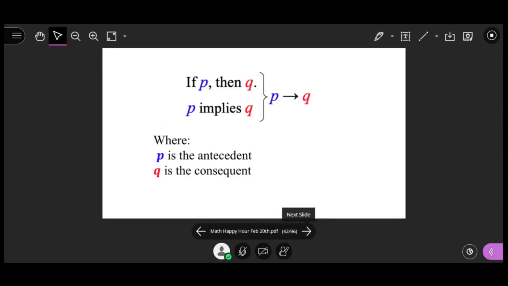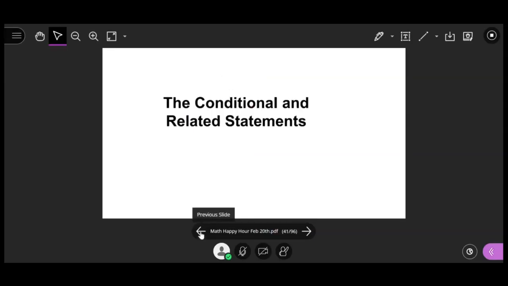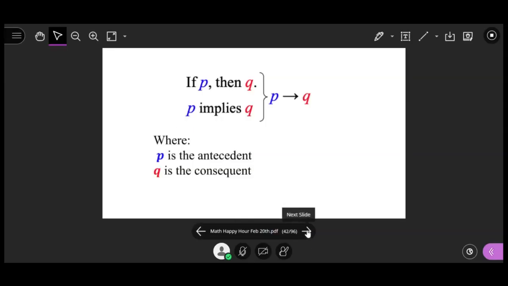Okay, so for the conditional and related statements, if P then Q, that's a conditional. P implies Q. So if you see it written as P then Q, the symbol is P with the arrow Q. If it says P implies Q, then we have the same symbol, where P is called the antecedent and Q is the consequent.